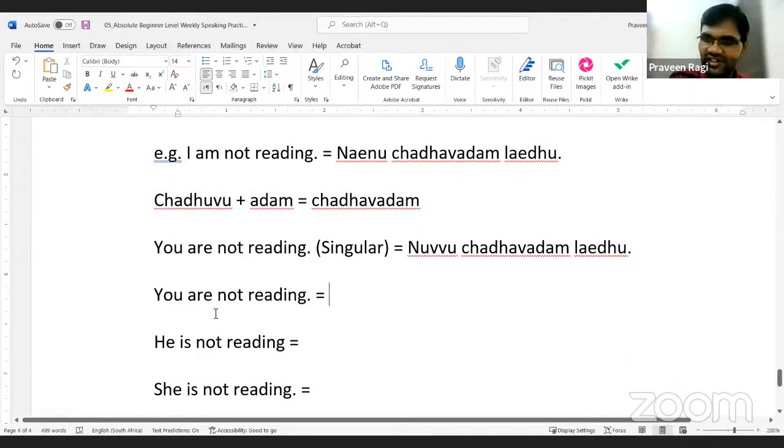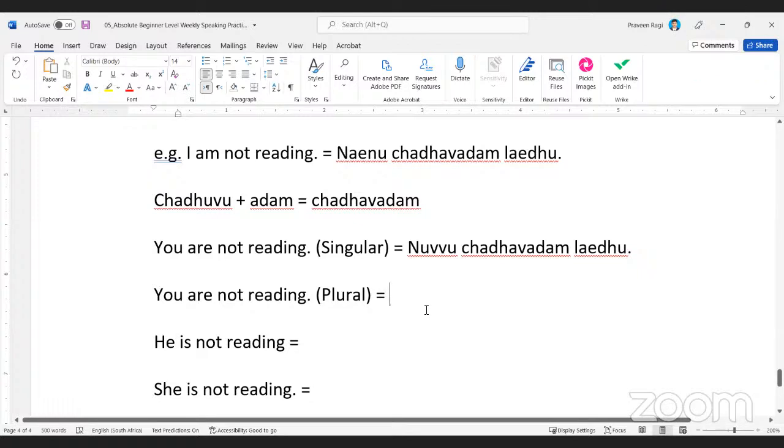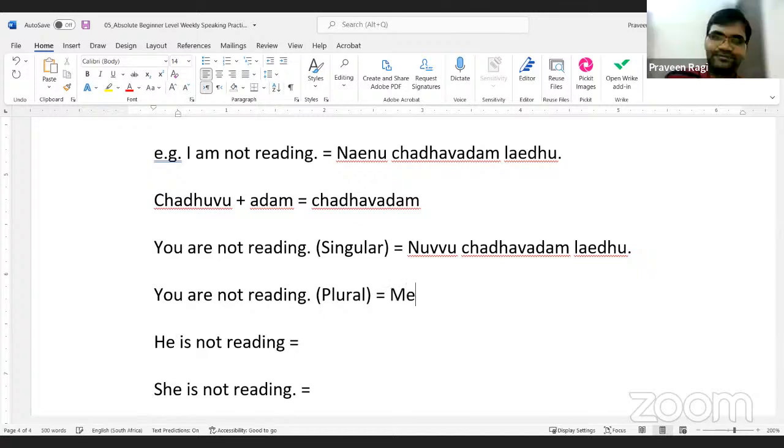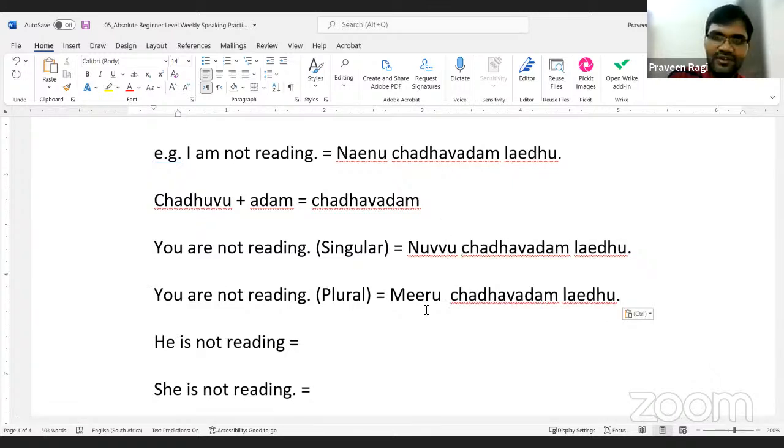Andy, would you like to try? For example, you are not reading. This is plural. I think it will be the same. Varu chadavadam ledu. Yes. You means this is plural: Meeru. As you say, the remaining part will be the same. Meeru chadavadam ledu. So the next one will be, you can try.